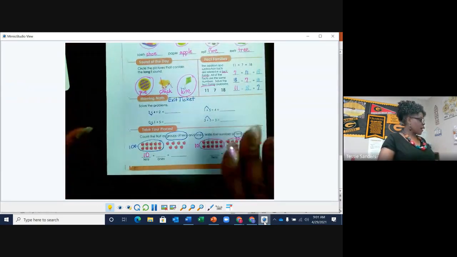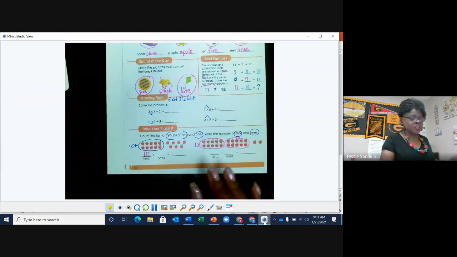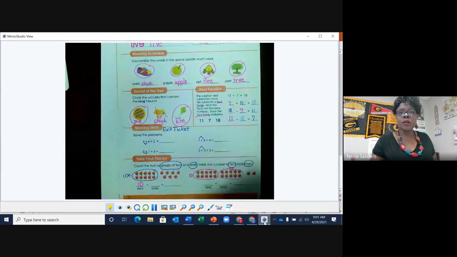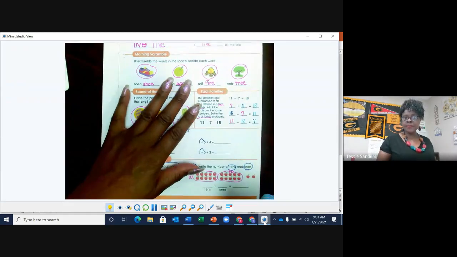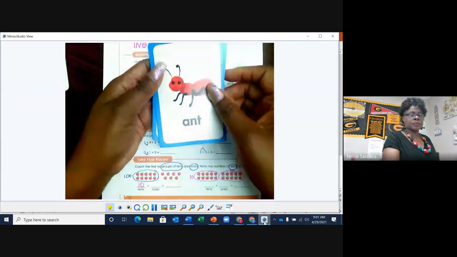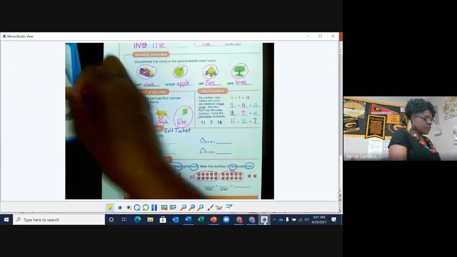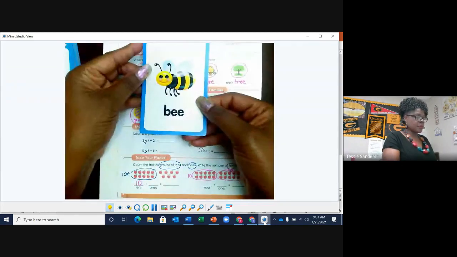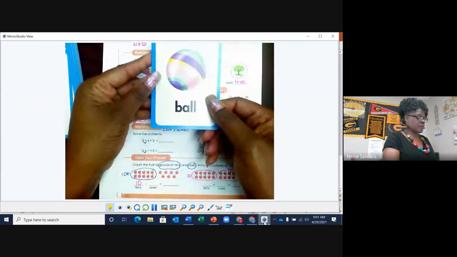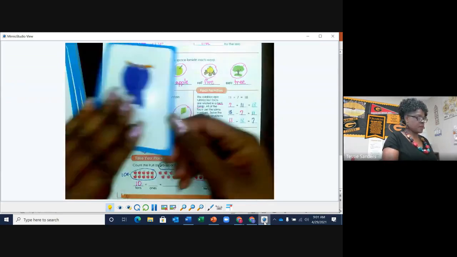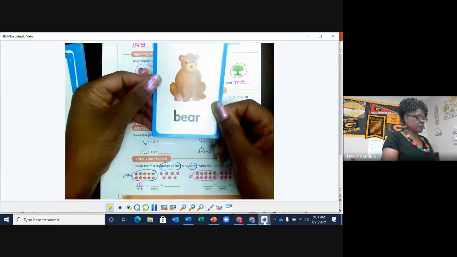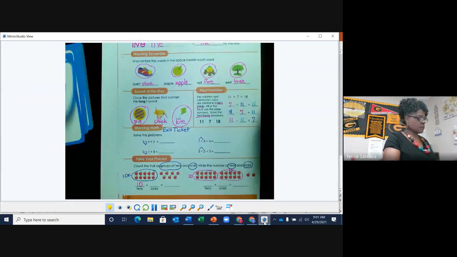Now, let's wrap up our session for today with our sight word drill. Are you ready? Here we go. Let me move my cards to the side. Read the words fast. Good. Excellent. Nice work.